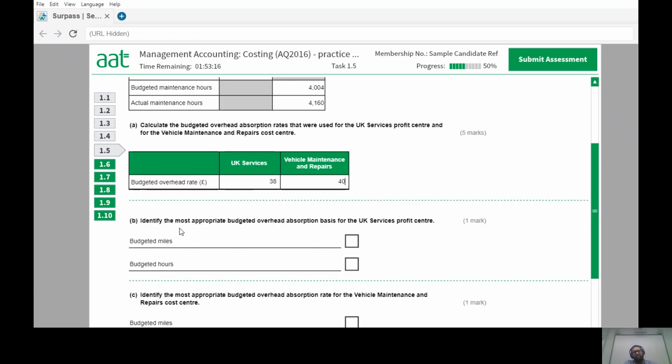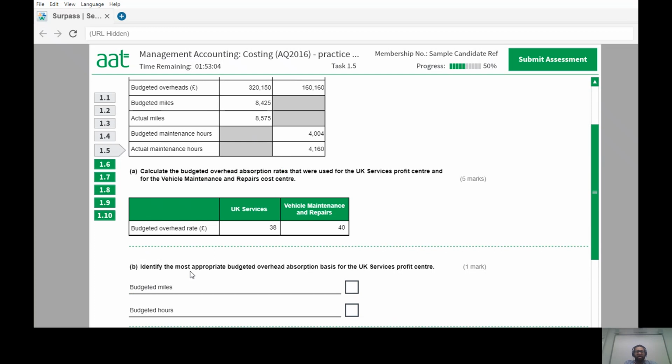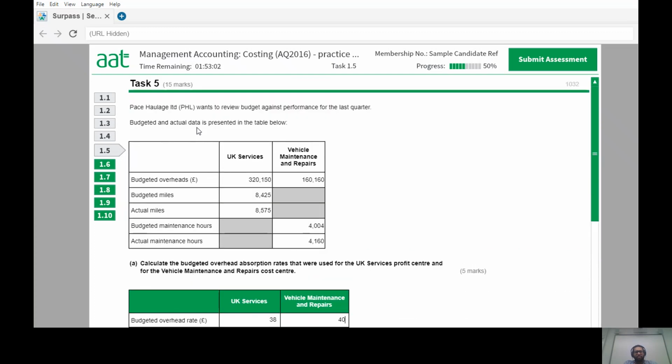Identify the most appropriate budget and overhead absorption basis for the UK services profit center. Budgeted miles or budgeted hours. So how am I going to be using? Which one do you think it's going to be?